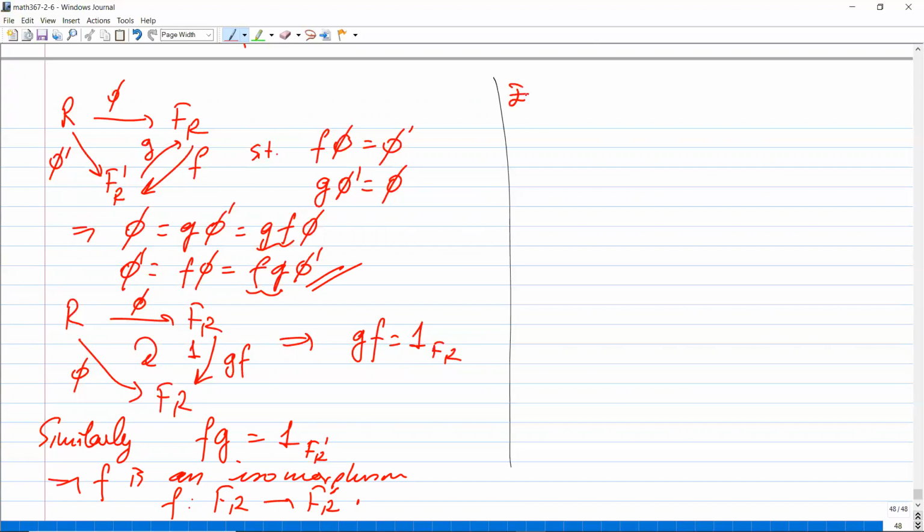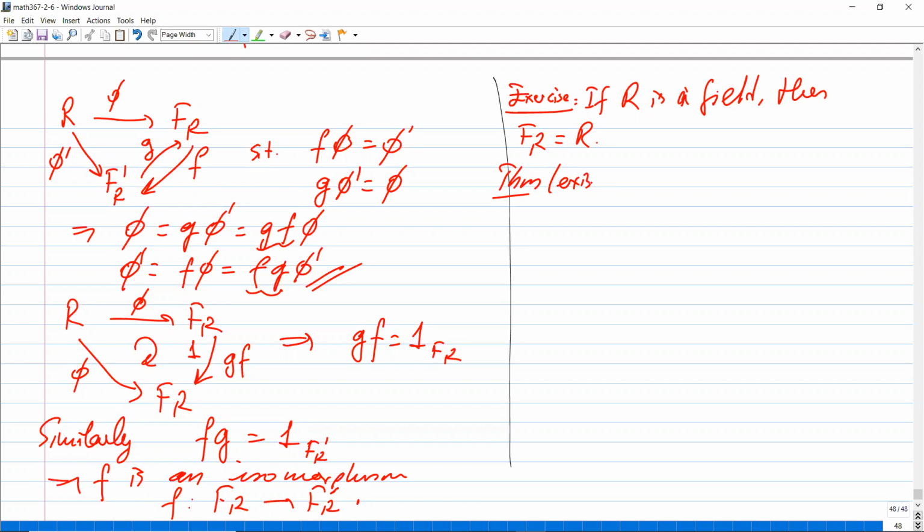And here's an easy exercise for you. Every field is an integral domain. If R is already a field, then it has a field of fractions, and F of R is equal to R. And here's a theorem: the existence of the field of fractions. By the way, this is also called the quotient field, or field of quotients.